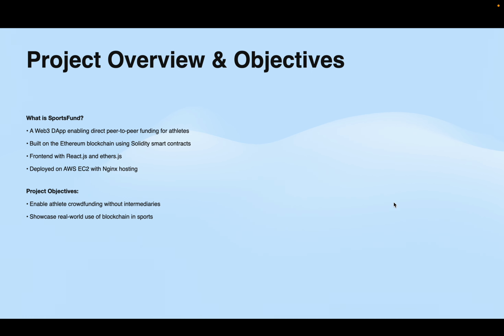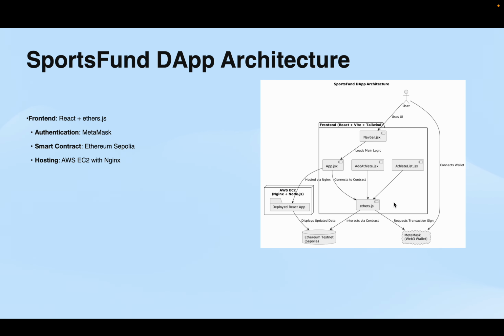The front end of the app is developed in React.js and it is connected to the blockchain using Ethers.js, and the whole live application is deployed on an AWS EC2 instance with Nginx hosting. Slide 2 shows the entire architecture of our application.